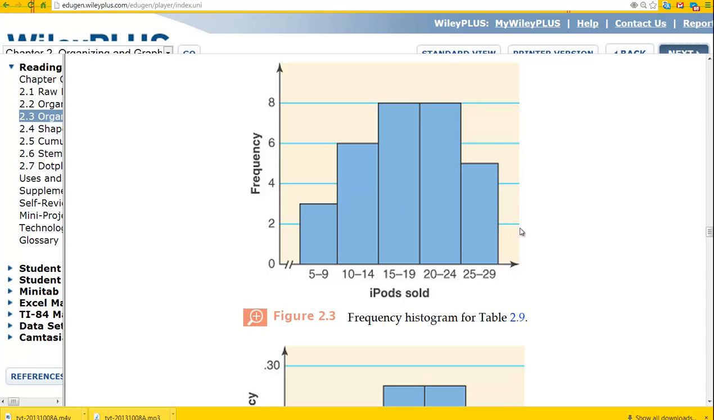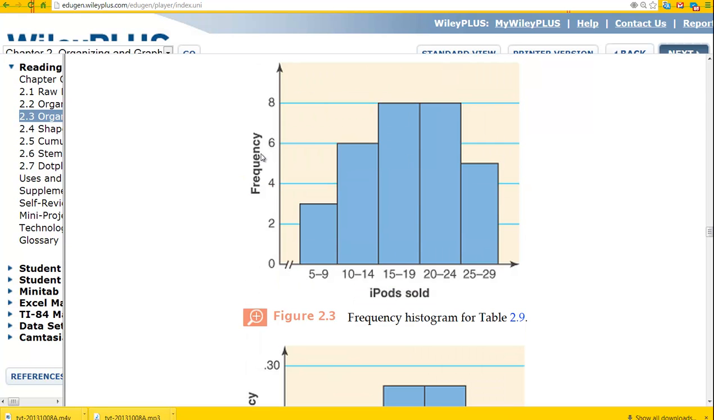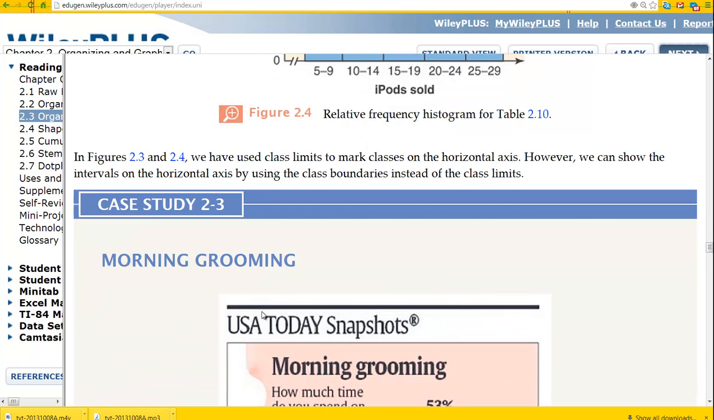So the shape is exactly the same. It's just that the y-axis is different. The numbers are different. These are the actual numbers of iPods that were sold, I think, or something like that. And this is the relative frequency of those numbers.